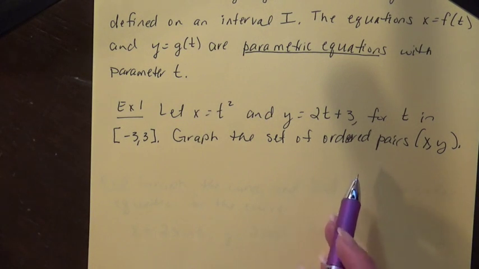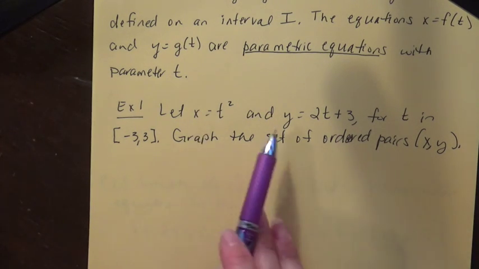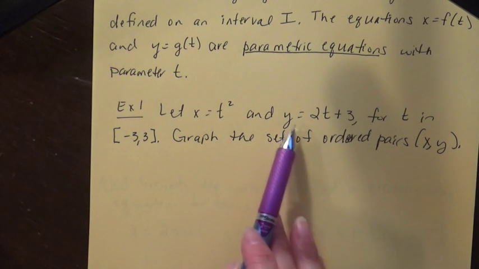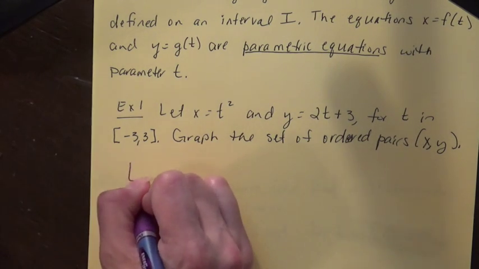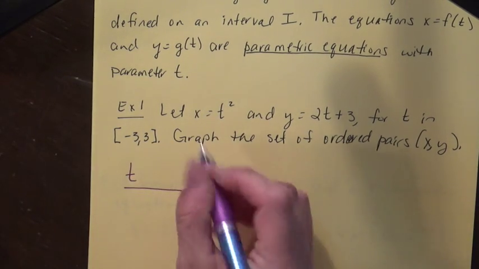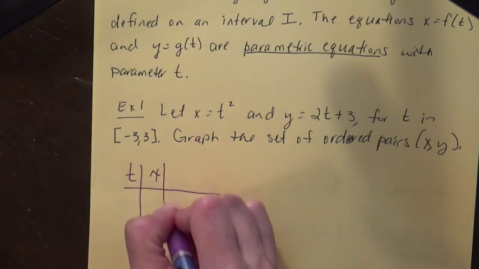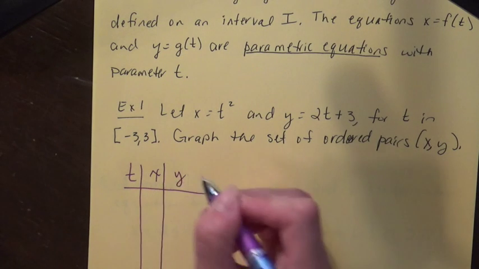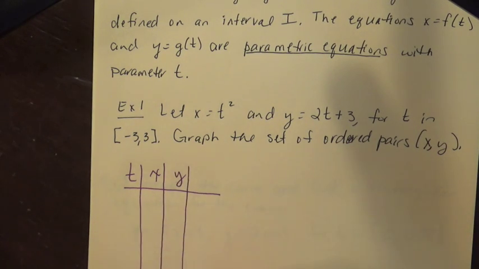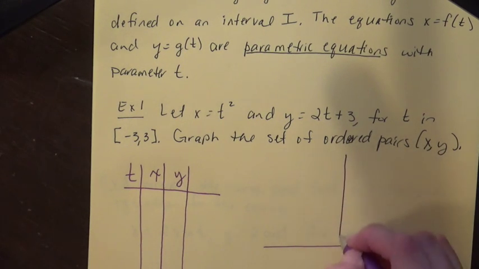So what we're going to do, since both of our equations are defined in terms of t, is do a t table. We're going to do a column for t, a column for x, and a column for y. Once we have the x, y ordered pairs, we're going to graph them on our Cartesian coordinate plane.